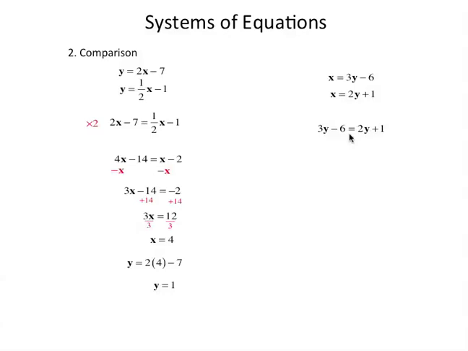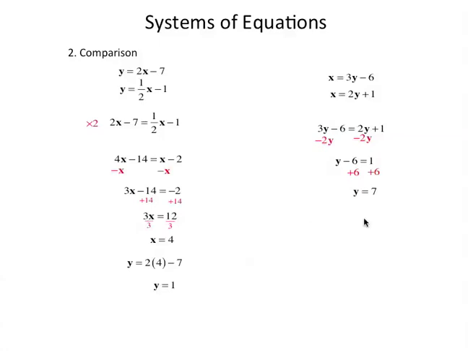All right, so I want to get all my y's on one side. I have more y's on my left-hand side, so it's easier to get rid of the 2y. So I'm going to subtract 2y from both sides. And that gives us y minus 6 is equal to 1. And then I'm just going to add 6 to both sides to get rid of that minus 6. That gives us y is equal to 7.